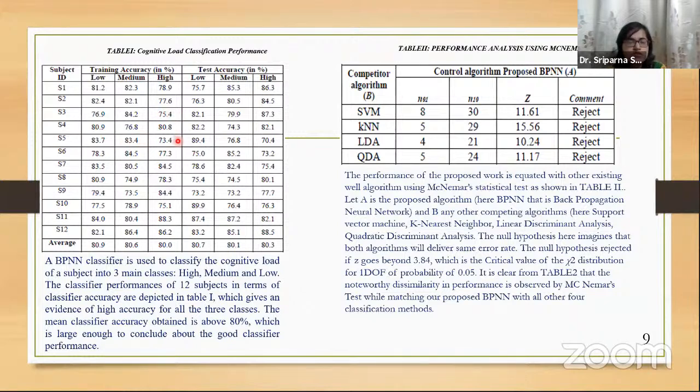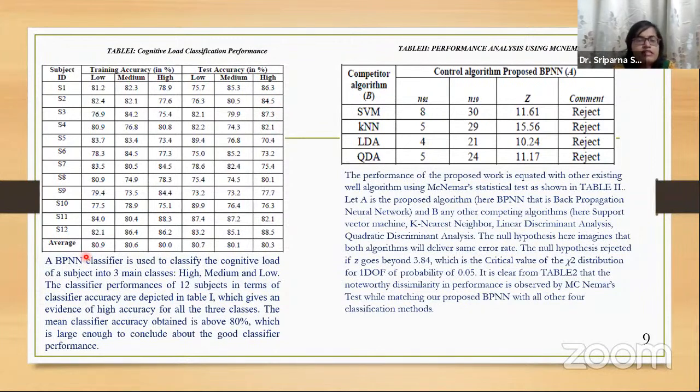How many cognitive loads are there? So basically, there are three cognitive loads: high, medium, and low. So for three cognitive loads, we need to classify the cognitive load into any of the three categories. So how many classes we have? We have three classes: high, medium, and low. So that is the training and testing accuracy for each of the subjects for each of the cognitive load classes.